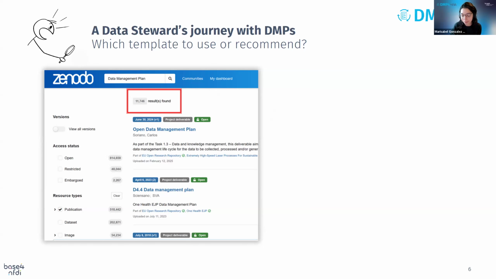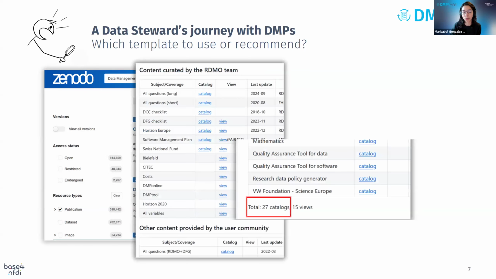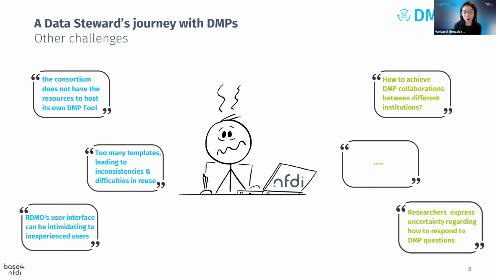And even if we go to the content curated by the RDMO team, we can find, okay, the DFG checklist is there, or Horizon Europe, but some of these catalogs or questions are not tailored to the needs of our discipline. So on top of that come other questions, other challenges, and maybe as data stewards we wonder, okay, what do we do with all of this? We maybe don't have the time to deal with all of that, or some resources are lacking in our consortium.